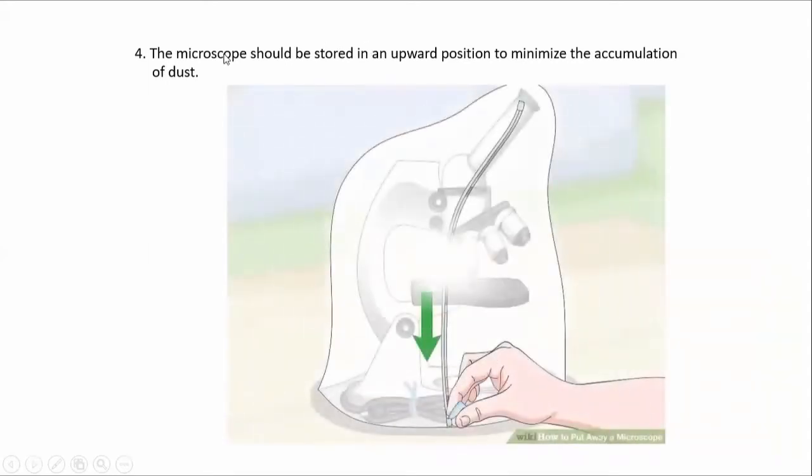The fourth one: the microscope should be stored in an upward position to minimize the accumulation of dust. So that is simple and clear. You can also use a polythene bag in order to store the microscope in a safe place, and then you have to keep it in an upward position.